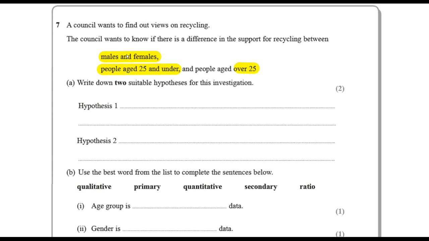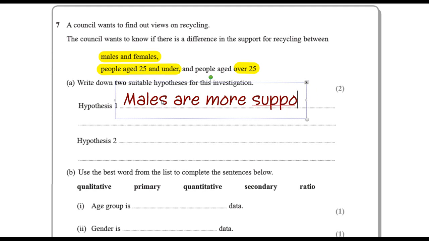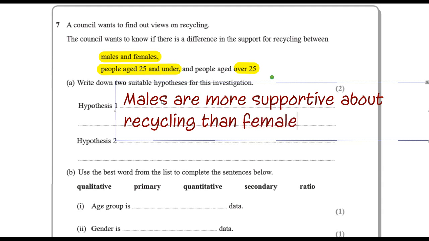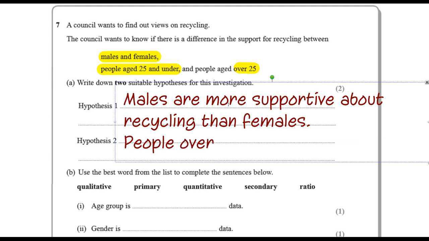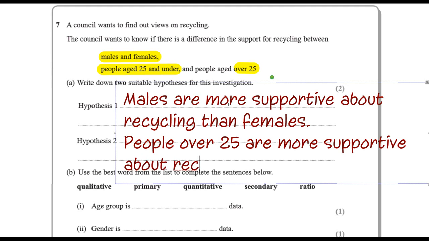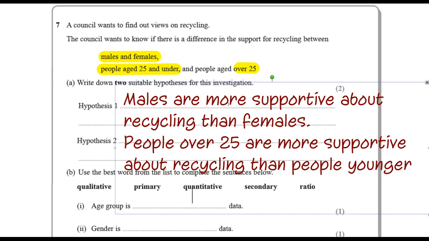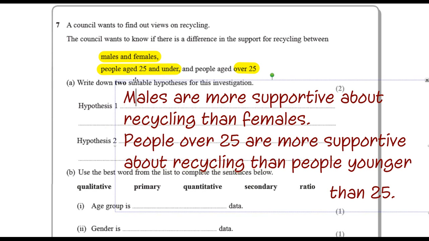Okay, so the first one is going to be about males and females. So what can we predict? We can say that males are more supportive about recycling than females. That's one estimate. And a second one could be about ages. Okay, so people over 25 are more supportive about recycling than people younger. You could say than 25, I guess, as well. Okay. Right, let's move that up slightly.